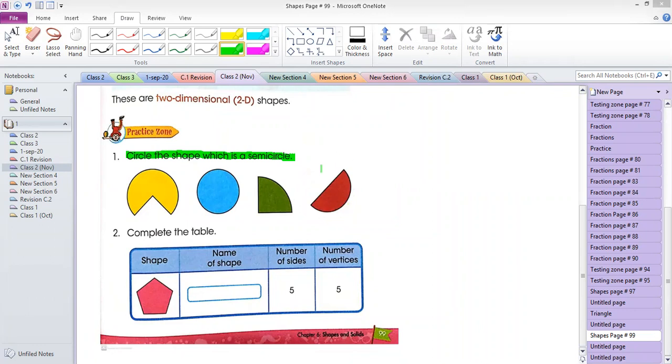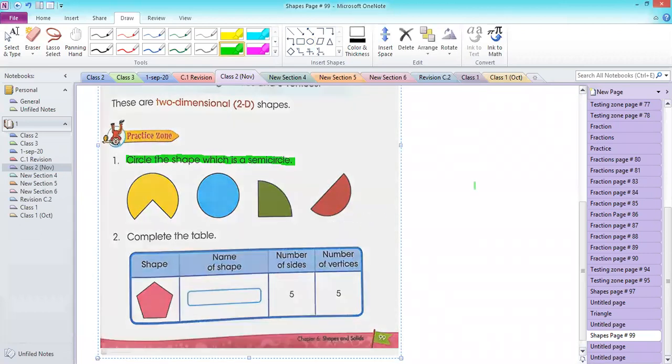This is, guys, a semicircle because it has two vertices, one and two, and two sides, one of them straight and one of them curved. So you have to draw a circle here. I will draw a circle here.